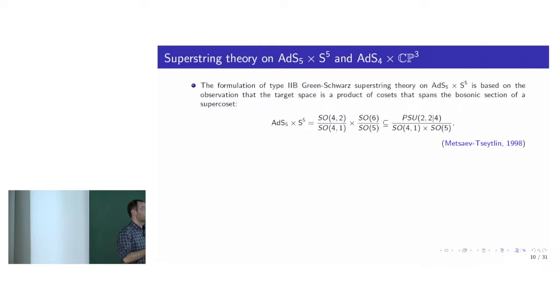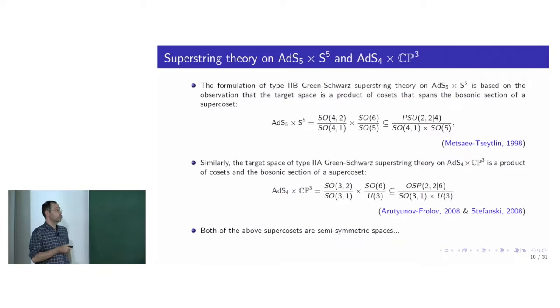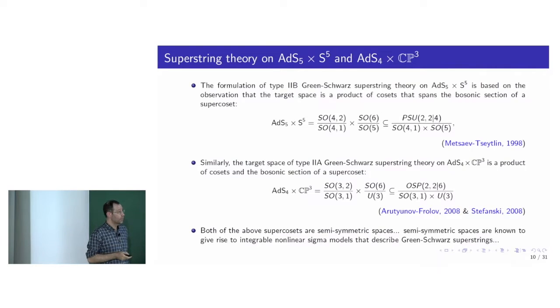And this was done famously in this work, which built, of course, on earlier work on writing Green-Schwarz sigma models as cosets on flat space, and famously showing that this reproduces the Green-Schwarz action. And the same is true, of course, for AdS4 x CP3, which can be written as a coset, which is itself a bosonic sector of a supercoset. And these supercosets are what we call semi-symmetric spaces. And these semi-symmetric spaces have been known to be integrable sigma models that describe Green-Schwarz superstrings.